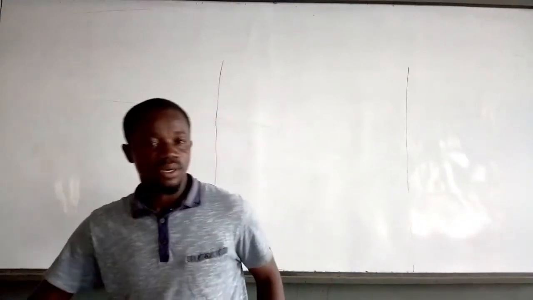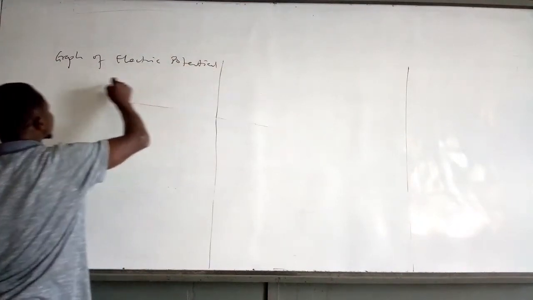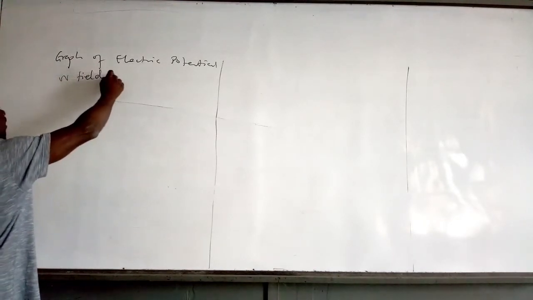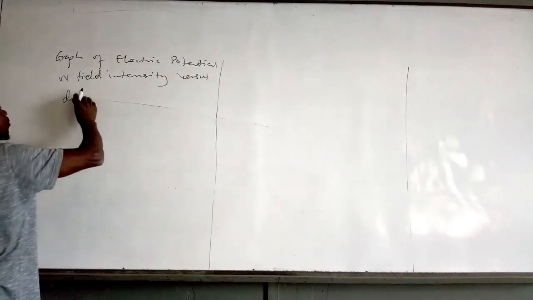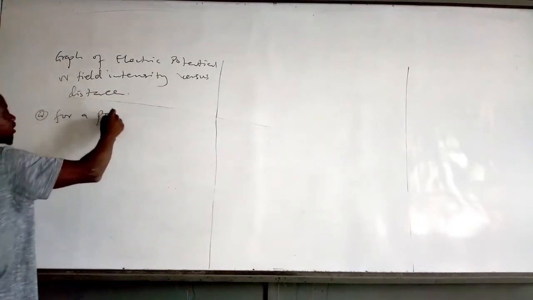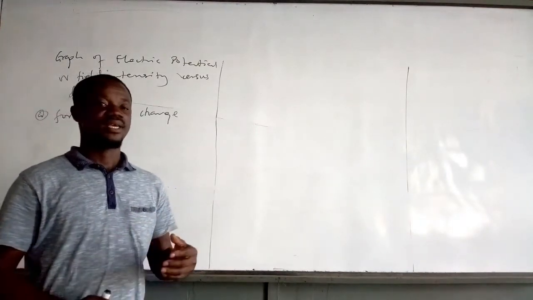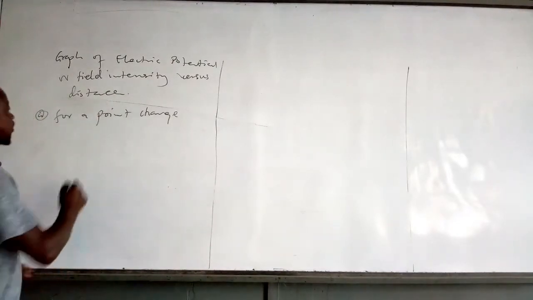Good. Then, when we sketch a graph of electric potential or graph of electric field intensity versus displacement or distance for a point charge, we are looking at the graphical relationship between electric field intensity or electric potential of an electric field versus distance or displacement, all right? So for a point charge, a point charge is like this.